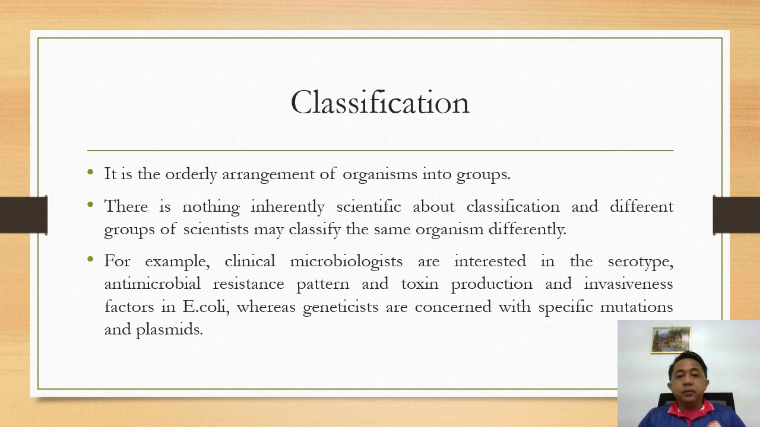Now, sometimes different groups of people or scientists may classify organisms in different ways. For example, clinical microbiologists are interested in serotypes. These are the numbers associated with certain microorganisms. Each microorganism, as it mutates or evolves, produces a certain serotype, and this serotype is converted into numbers to easily identify them.